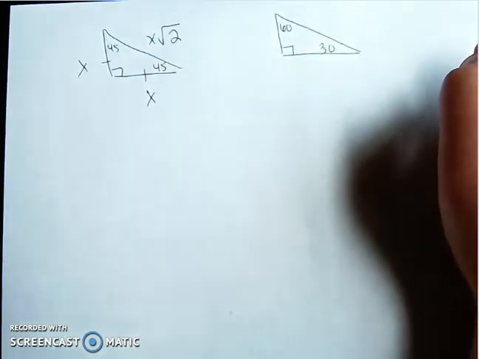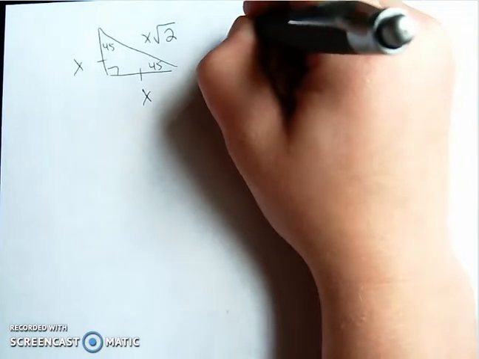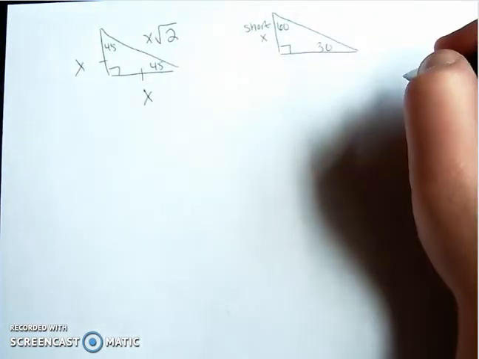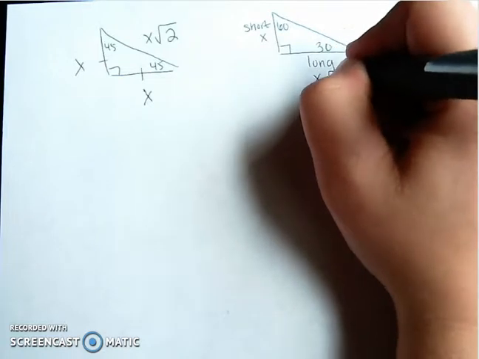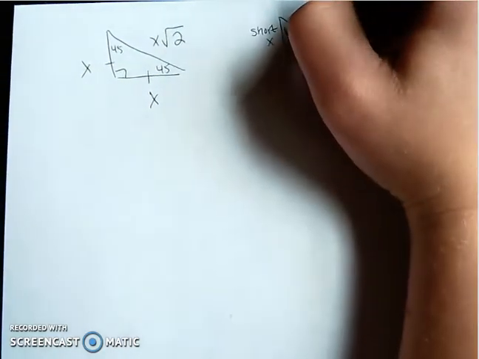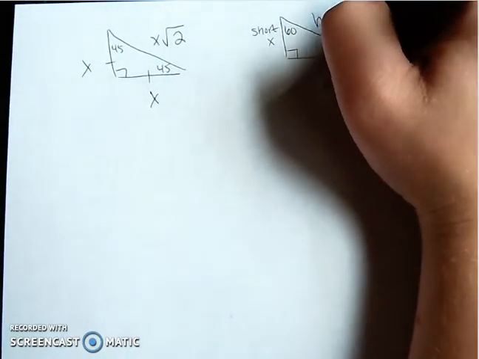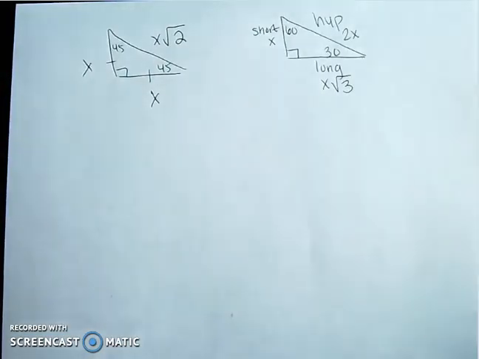In a 30, 60, 90 triangle, your short leg is across from 30. It's represented by X. Your long leg across from 60 is your short leg times the square root of 3. Your hypotenuse is always twice the short leg. And again, you should be able to go back and forth between any side given.